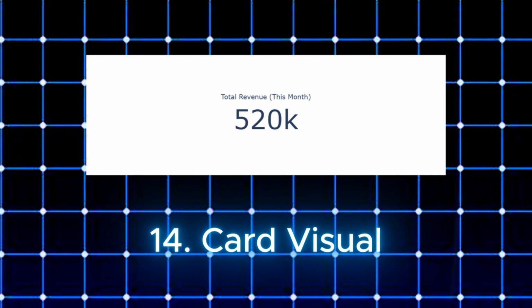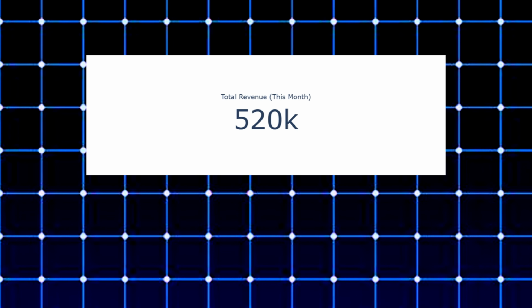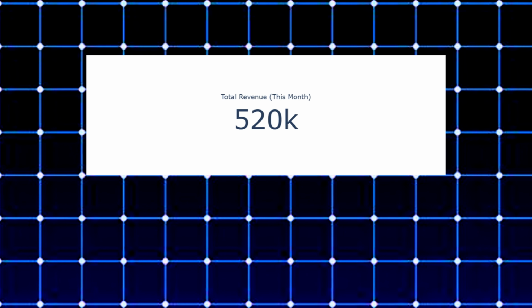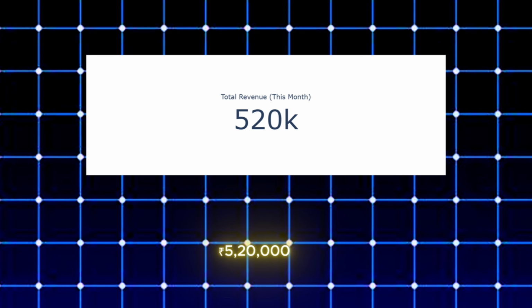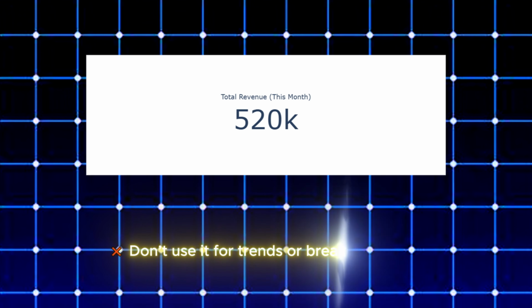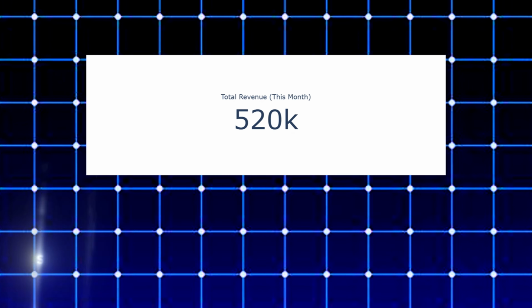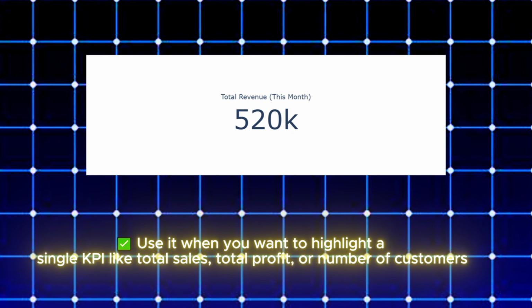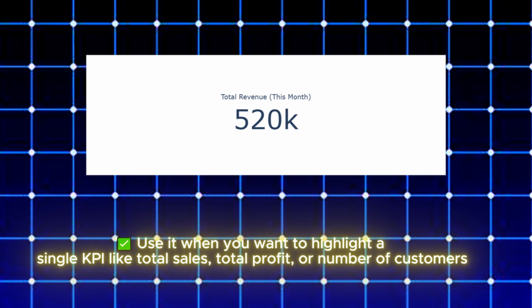Card visual is the simplest but most powerful. It shows one key number clearly. Example, total revenue this month is 5,20,000 rupees. Just one big bold number on the screen. Don't use it for trends or breakdowns. Use it when you want to highlight a single KPI like total sales, total profit or number of customers.